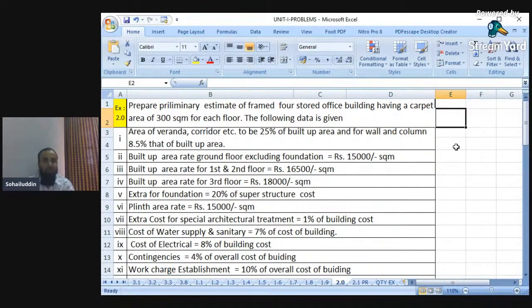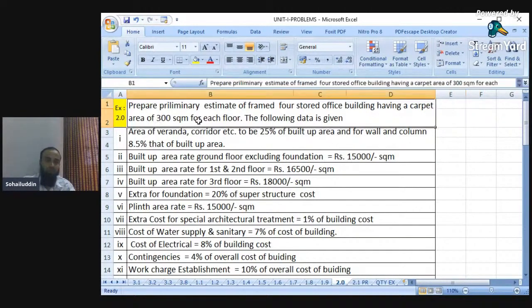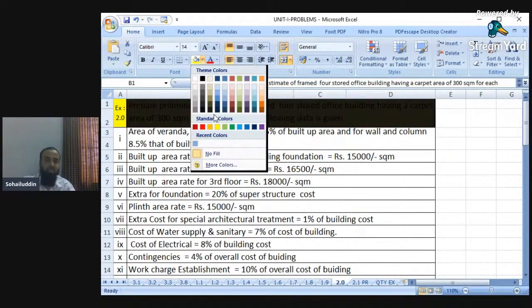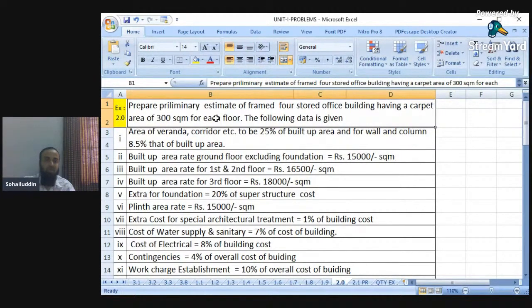Next is a preliminary estimate of a framed 4-storied office building having a carpet area of 300 square meters on each floor. In the last problem we saw the carpet area as the overall building, even though there were four floors, the carpet area was the addition of all 4 floors. But in this problem, carpet area has been mentioned for each floor. This word, each, is most important.